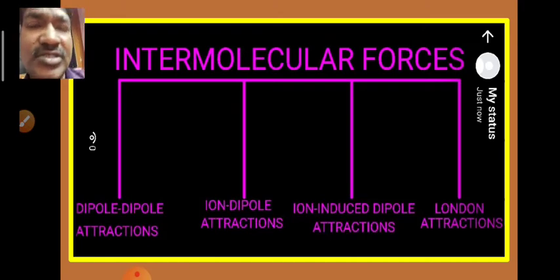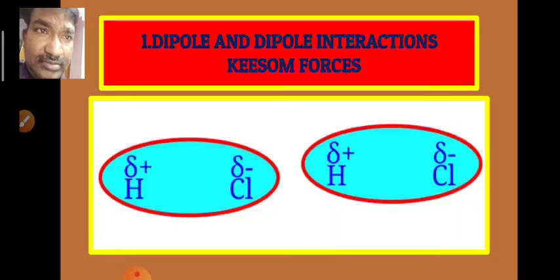First one of them is the dipole-dipole attractions. Second one is the ion-dipole interactions. Third one is the ion-induced dipole interactions. Fourth one is the London attractions. These forces also have different names. We go for them one by one.